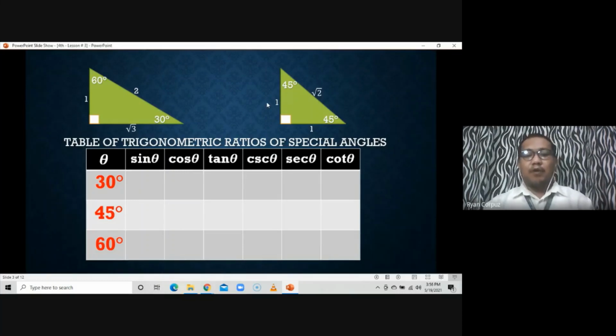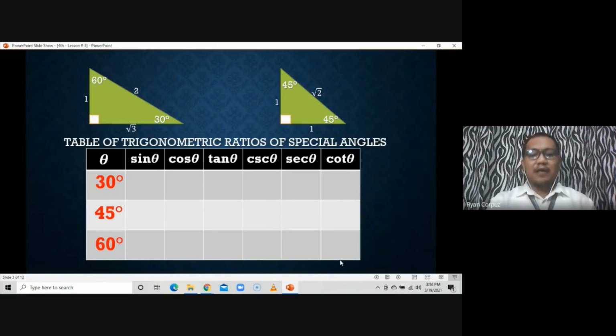In a 45, 45, 90 special right triangle, if the measure of the leg is 1 unit, of course, the measure of the other leg is also 1 unit. And to find the measure of the hypotenuse, the hypotenuse is the leg times square root of 2. So that's 1 times square root of 2, you come up with square root of 2 as the measure of its hypotenuse.